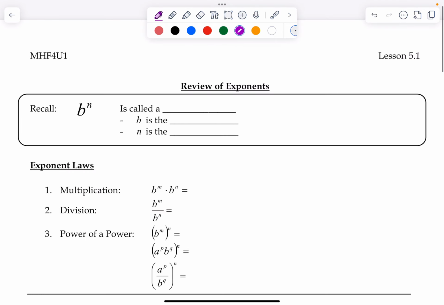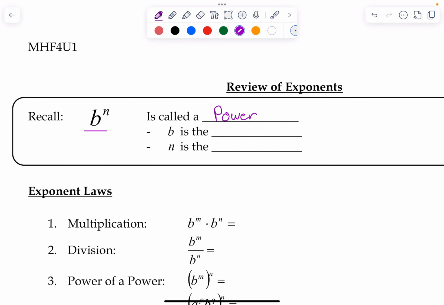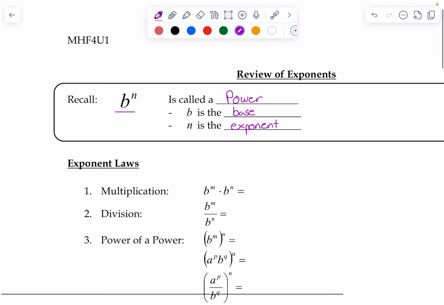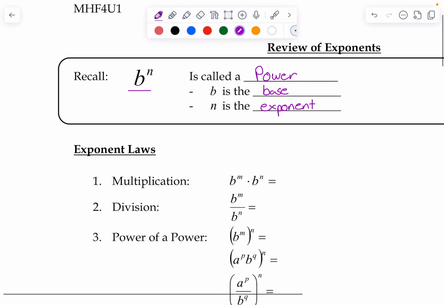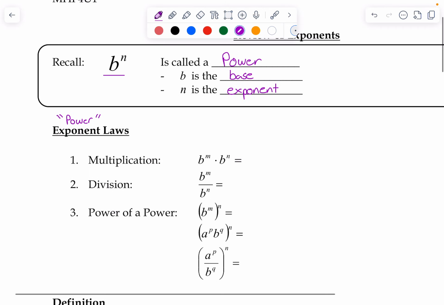So recall, what you're looking at here, this is what we would call a power. And a power is made up of two parts. The B that you see, that's what you would call the base. And the n is what you would call the exponent. So you'll see exponent laws, but this might sometimes be referred to as power laws.